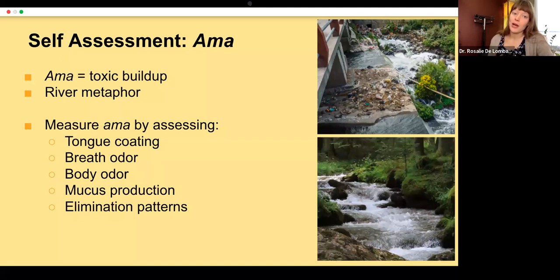Ama you can assess by looking at your tongue. Is there a coating? Oftentimes in Ayurveda, we recommend tongue scraping in the morning. Is there breath odor? Is there a body odor? Is there any foul smell sort of exuding? That tells us that there is ama in the body. Same thing with mucus production. Mucus is sort of a way for our bodies to process through toxins and eliminate them, okay? And lastly, elimination patterns tell us a lot about ama. Is there mucus in the stool? Are they not satisfactory, right? That could tell us a lot about your status of where your ama is.